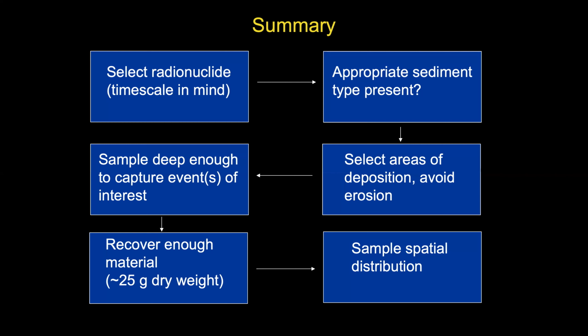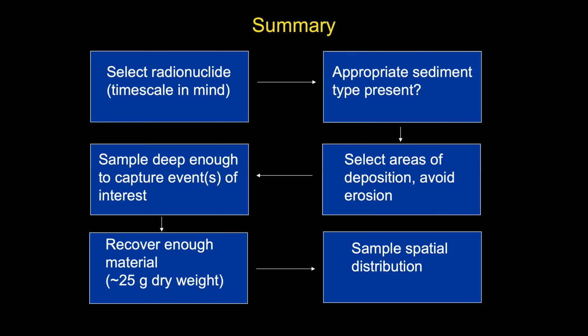There are some assumptions that are made. If you think an event is something and it turns out to be something else, it's always good to have the most sediment and the deepest record that you can reasonably capture. Next, make sure that you recover enough material. The detectors that I'm familiar with and use typically give the best results with about 25 grams of dry weight. Obviously that depends a lot on sediment type. If you have very water-rich sediments, when you dry them they're not going to be very large dry masses. So make sure that you recover enough material.